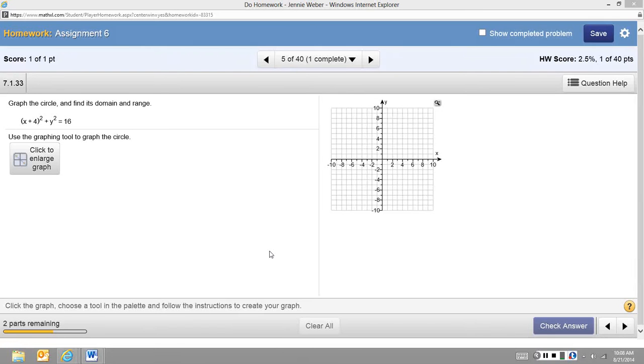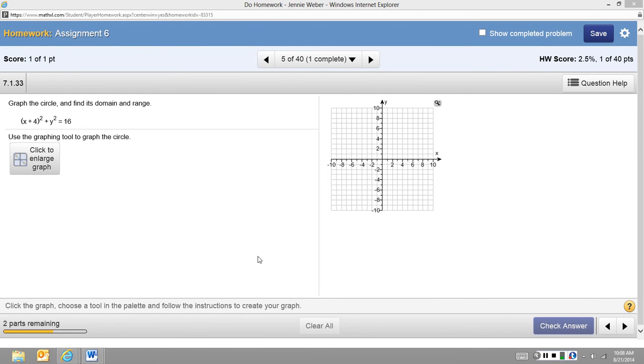We are asked to graph the circle and find its domain and range. I wanted to show you this also because I wanted to show you how to graph this in MyMathLab. Obviously, if you're doing it pen and paper, it's almost easier. But you'll find it's not too bad in MyMathLab as well.